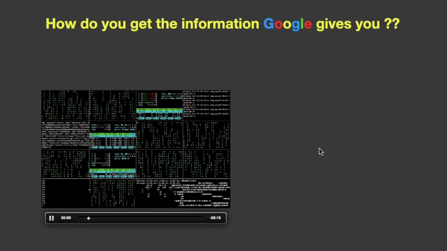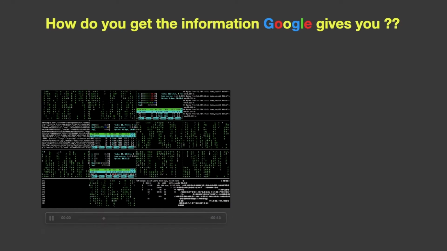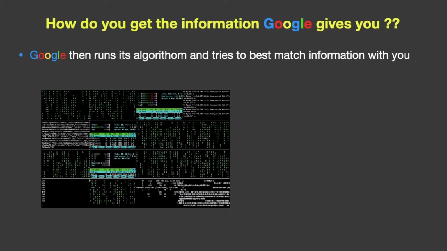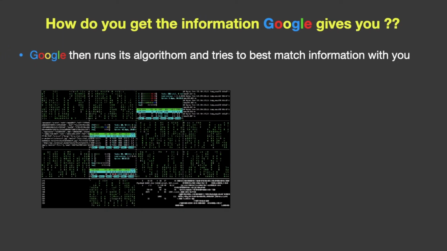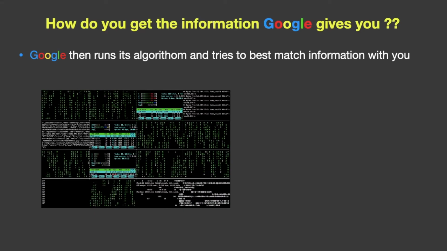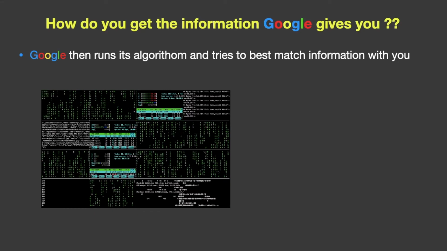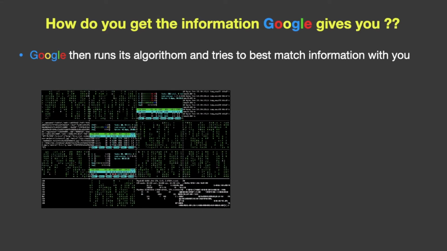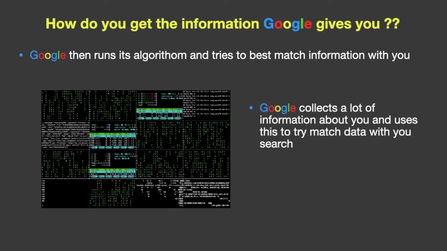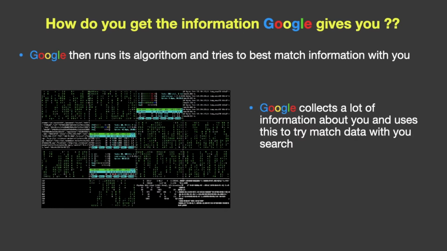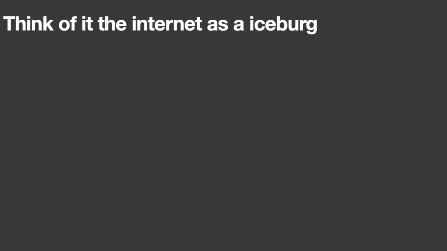So how does this tie into you? Google runs a bunch of algorithms and they try to best match the information to you. This is why Google collects a lot of your data, because they match specific results with you specifically, unlike DuckDuckGo, which doesn't use any of your personal information. They just give you the general answer to the question.